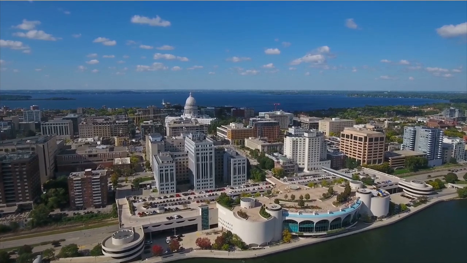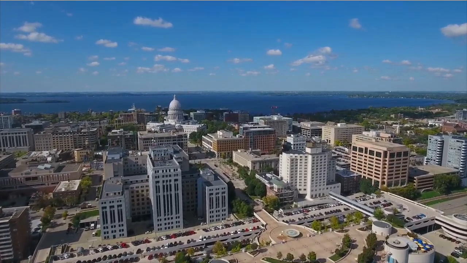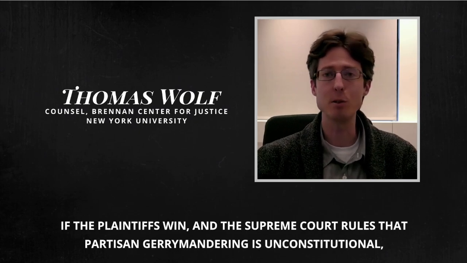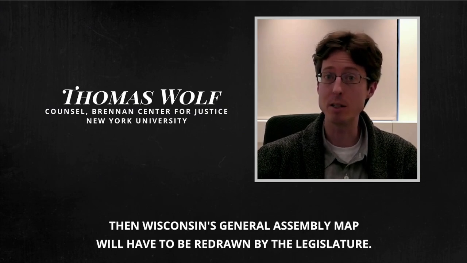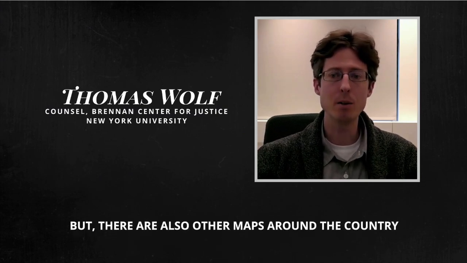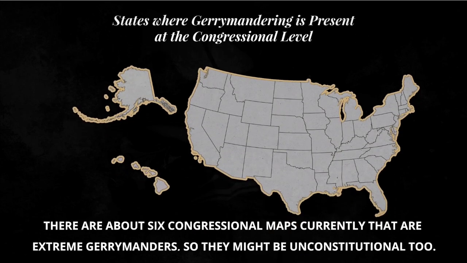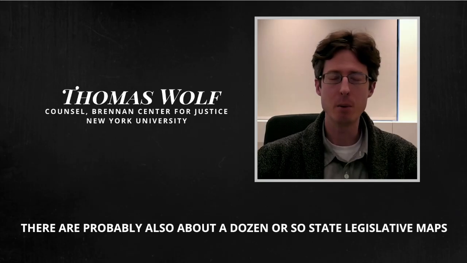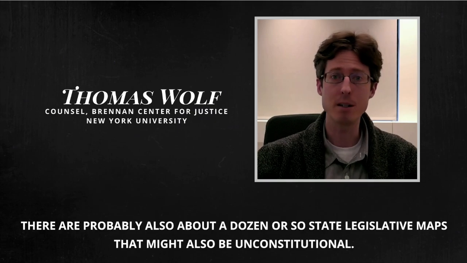The Supreme Court is reviewing the Wisconsin state legislative map now, and this case could have really far-reaching effects. If the plaintiffs win and the Supreme Court rules that partisan gerrymandering is unconstitutional, then Wisconsin's General Assembly map will have to be redrawn by the legislature. But there are also other maps around the country that then may become unconstitutional. There are about 6 congressional maps currently that are extreme gerrymanders, and so they might be unconstitutional too. There are probably also about a dozen or so state legislative maps that might also be unconstitutional.